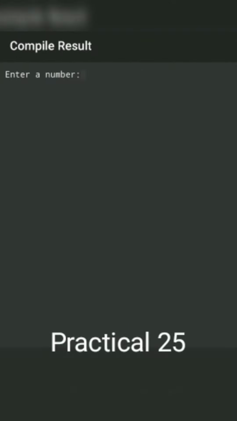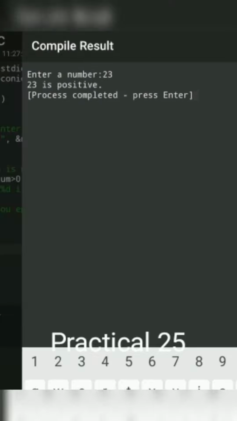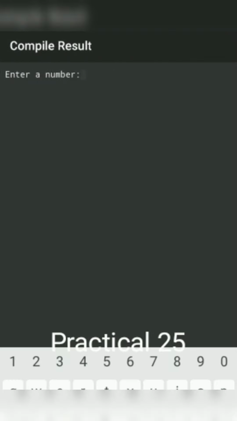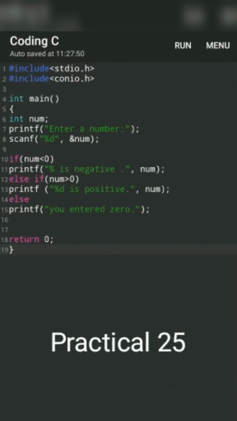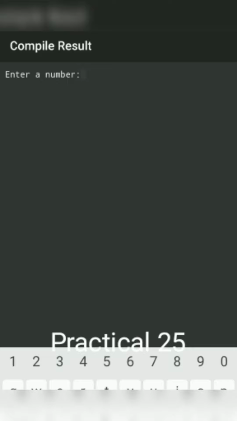Like say 23, it is a positive number. And if I enter the value 0, what will happen? You enter 0. And now let's see if I enter 0.35 or -1, it is negative. So this is so simple.